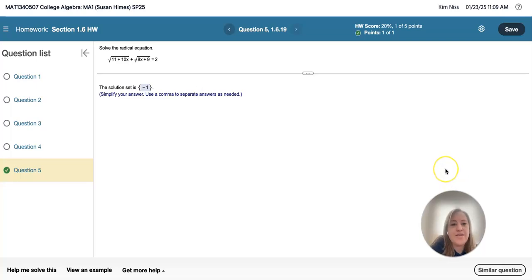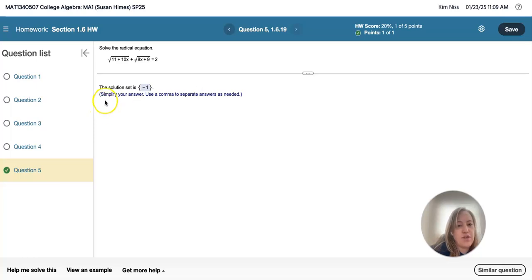and make a video from section 1.6 that seemed to be a little bit trickier. So I chose problem number 5, where you're asked to solve the radical equation with two radicals. And so we're going to go through how to solve this one today. So really it's a matter of isolating one radical and focusing on one radical at a time.